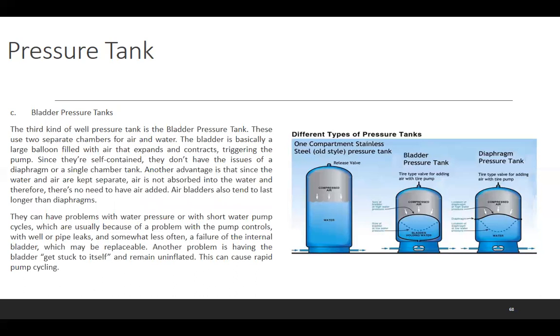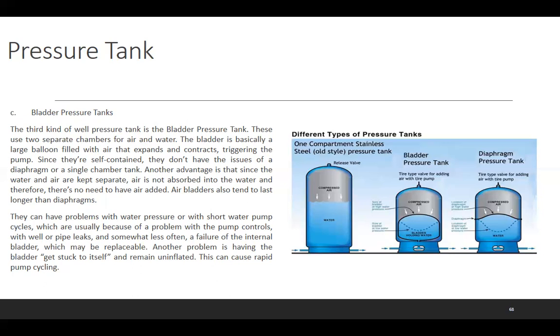Letter C, the bladder pressure tank. The third kind of well pressure tank is the bladder pressure tank. This uses two separate chambers for air and water. The bladder is basically a large balloon filled with air that expands and contracts, triggering the pump. Since they are self-contained, they don't have the issues of a diaphragm or single chamber tank.